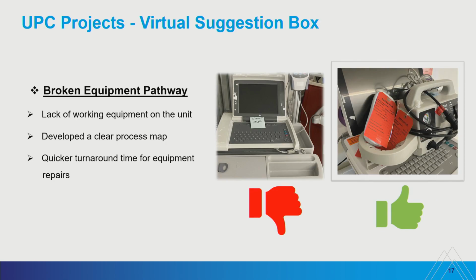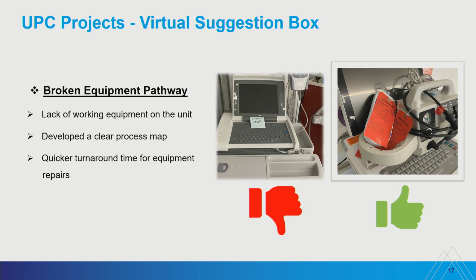Next, I want to show you 2 examples from our virtual suggestion box. First is the broken equipment pathway. We received multiple input from staff that many of our equipment were not working, hindering our care for our patients. UPC looked into this issue and discovered that it's not because our equipment is breaking down all the time.